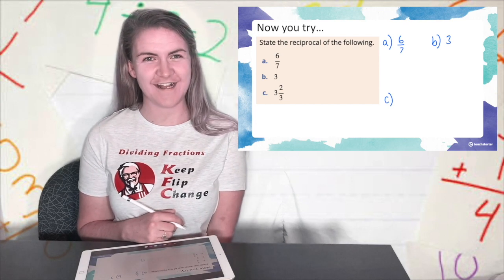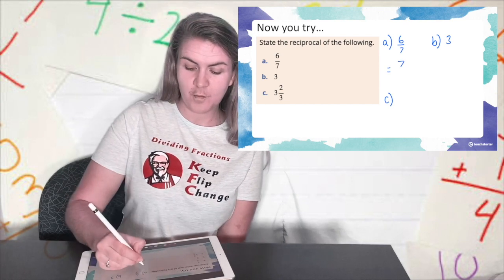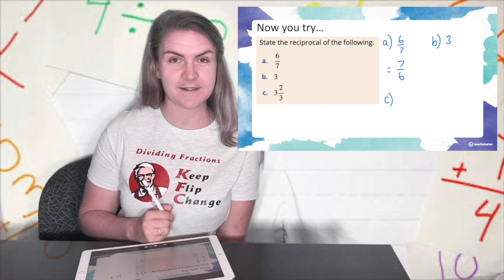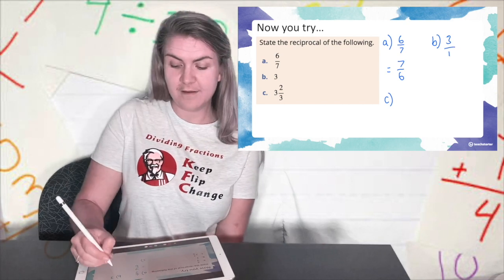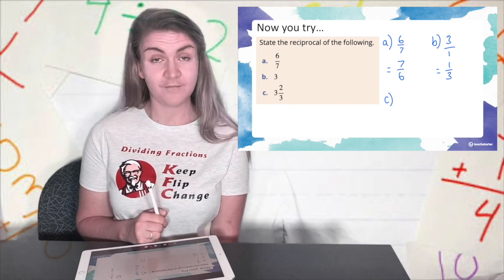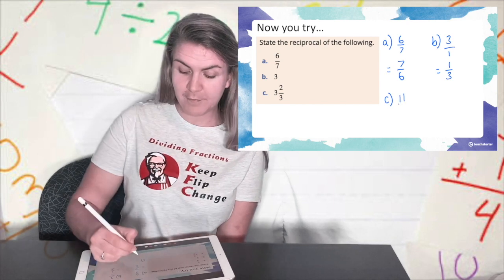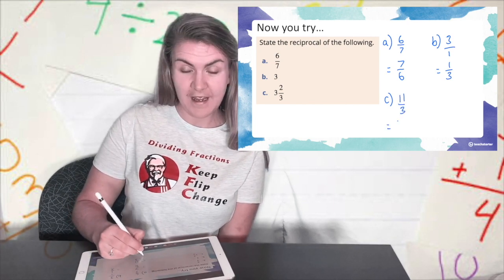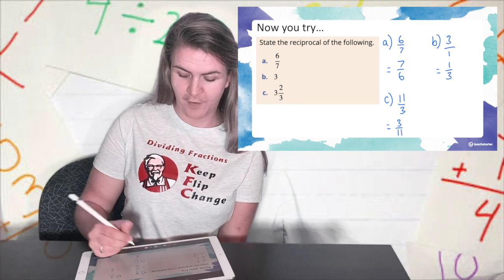Let's quickly check the answers. A, 6/7, reciprocal would be 7/6. B, 3, we need to put it over 1, and then we can invert to 1/3. C, we need to convert to an improper fraction of 11/3, and then invert it to 3/11.